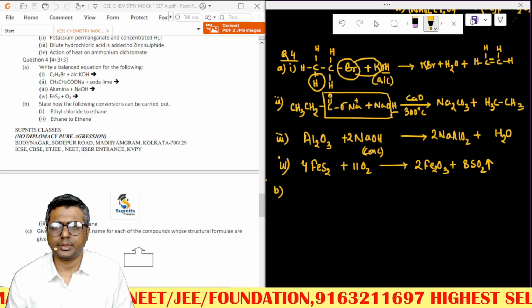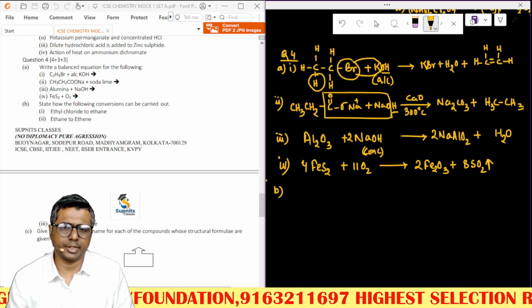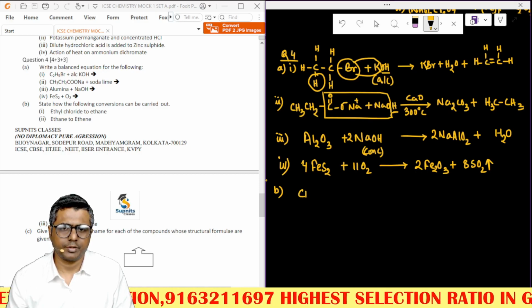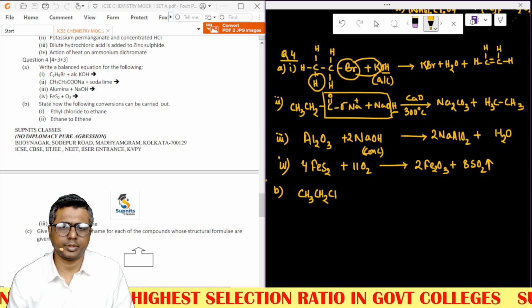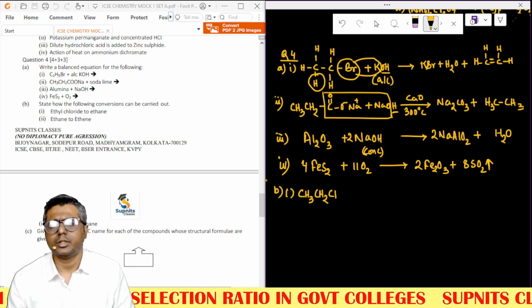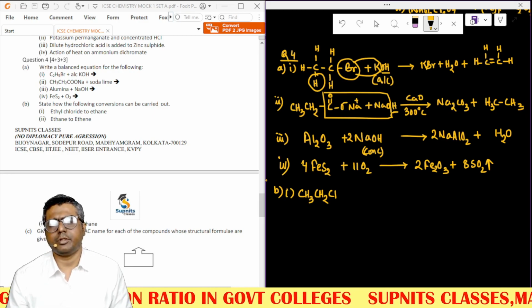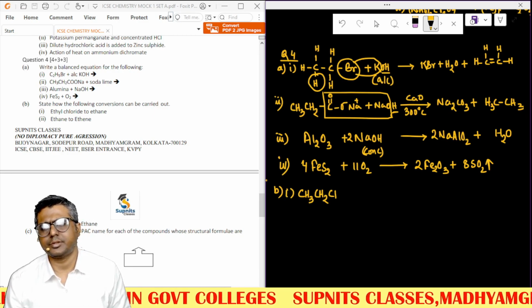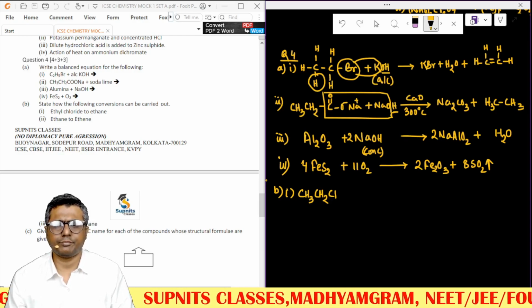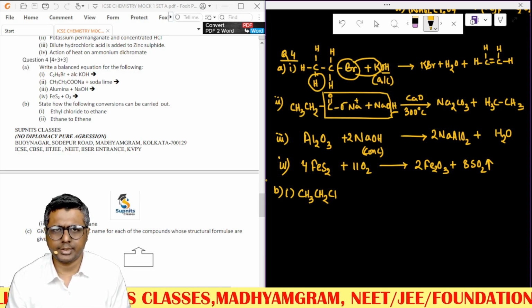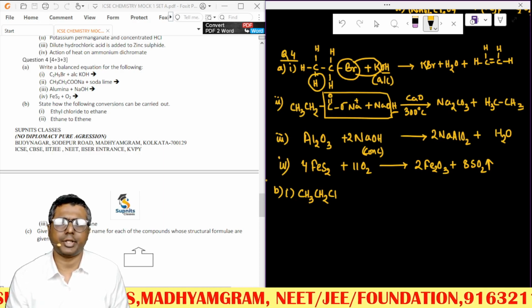B. State how the following conversion can be carried out. Okay. CH3CH2Cl, number 1. Conversion. Originally for conversions you need not write reactions, but if you want you can write. I will say if at this stage of time in ICSE examination you write the total reaction.